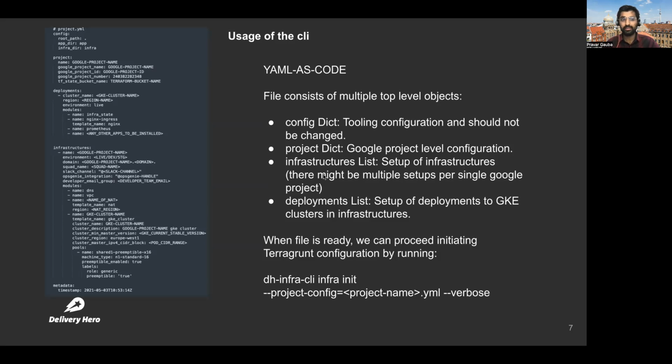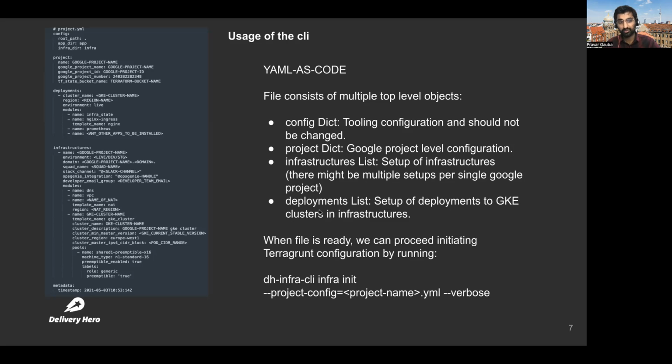So here you can see the config, the main, which contains the root path, and then the project mapping. So there you can see the Google project name, the Google project ID, Google project number, and the main TF state bucket where we are storing the entire state of the project. And then we have deployments and infrastructure.